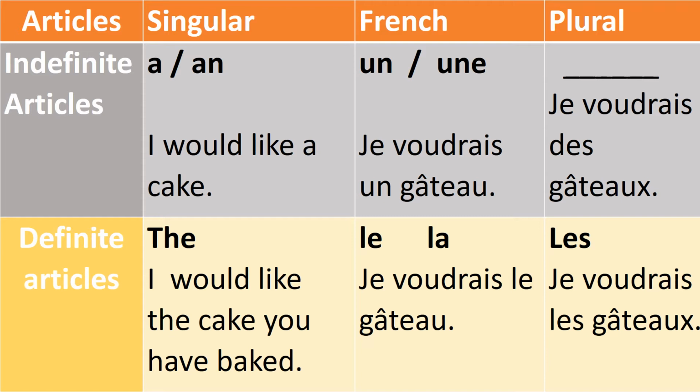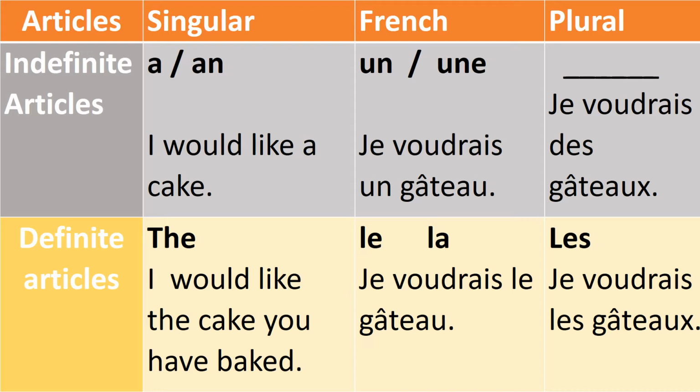I would like a cake. I would like an apple. And in French, we have un and une, depending on the gender. Un for masculine and une for feminine. However, in English, there's nothing for the plural. If you want to say, I would like cakes, there's nothing before cakes. But in French, we are going to have des. That's what you've been seeing throughout the videos. This is for indefinite articles.